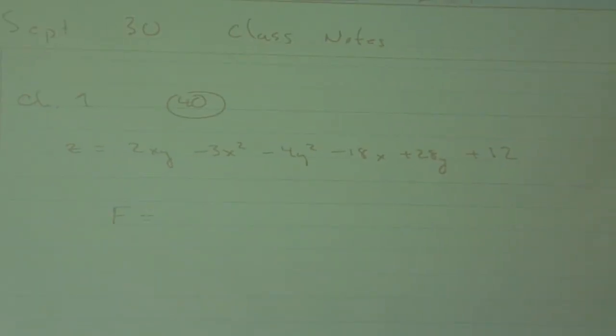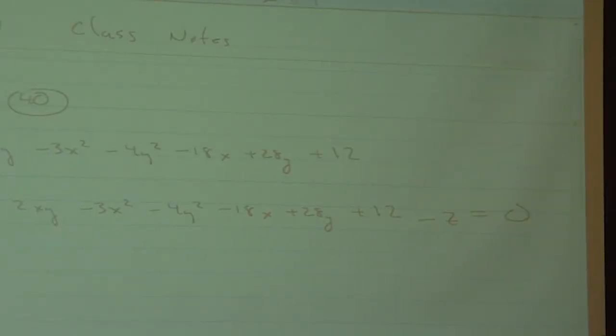Alright, so here's z. I'm going to define f to be all of this stuff. Copy. Paste. Minus z. So I'm going to define some f to be that. And the reason is that technically f equals 0 is the same thing as this hill.